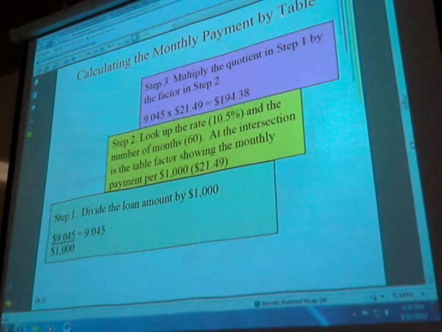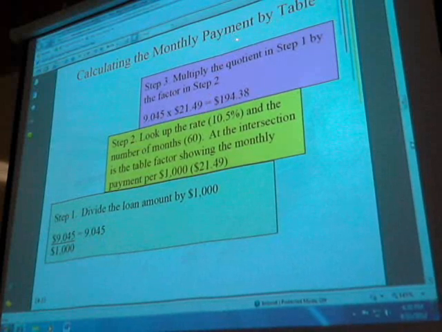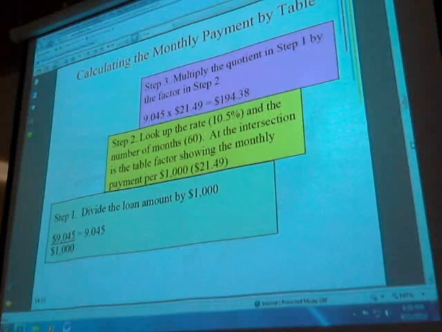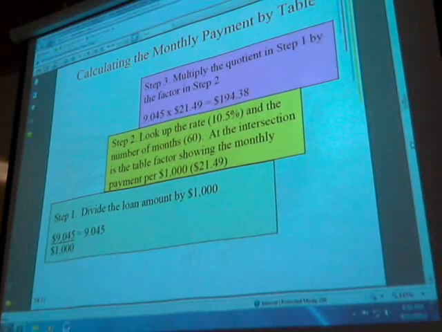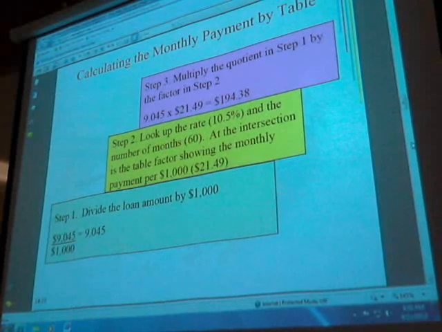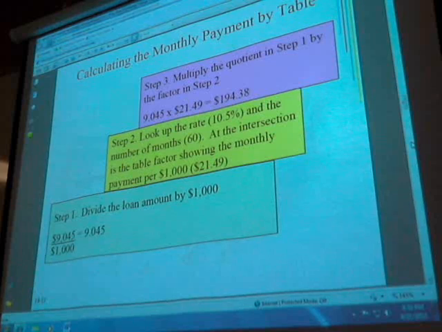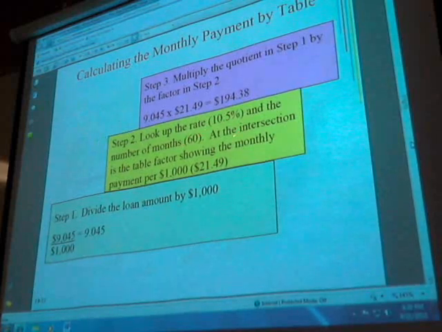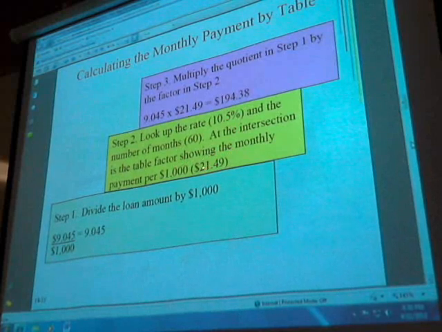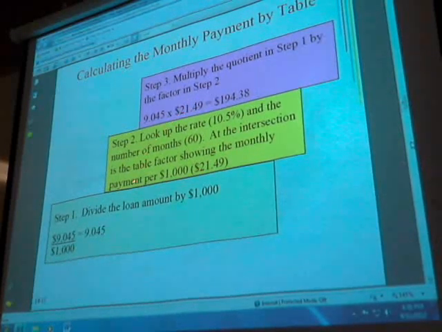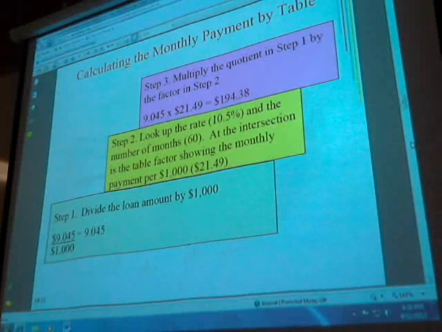Then you go to the amortization, loan amortization table, and you look up the rate, in this case 10.5. I'll let maintenance clean that up. And you look at the number of months, and notice this is the same problem we've been looking at, right? It's the same numbers. At the intersection of that table, it'll show you 21.49, and then you multiply that 21.49 times the number you got in step 1.